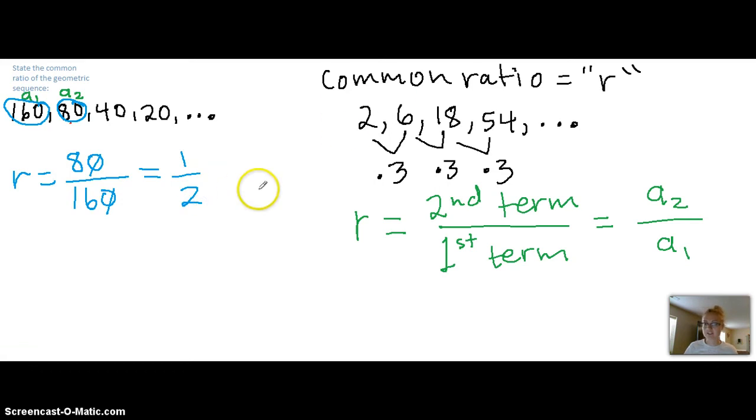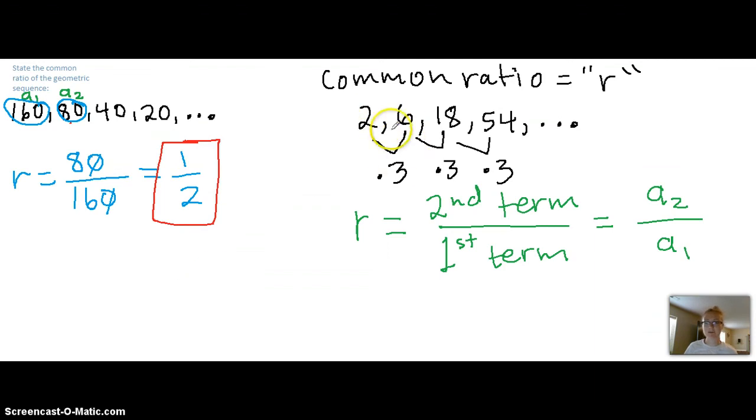Now, here's the 2 that we were thinking about before. However, it's not just the number 2. It's in the denominator, which makes it equal to 1/2. So our common ratio here is 1/2.